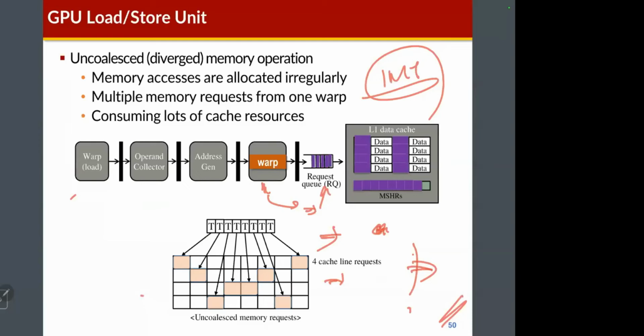And actually, the GPU tries to increase performance using memory coalescing to reduce the number of memory transactions to the GPU memory subsystem. But some applications exhibit very diverse memory access patterns, which is not good for GPU performance.